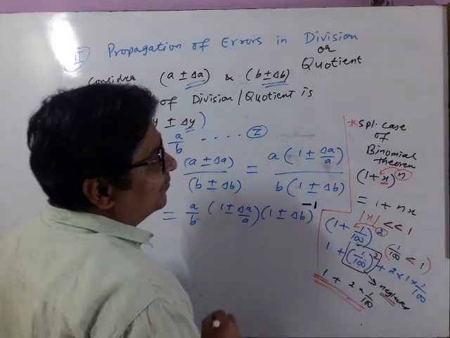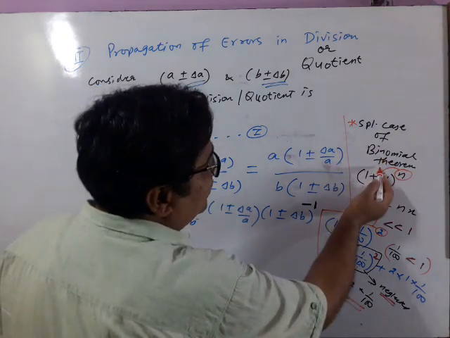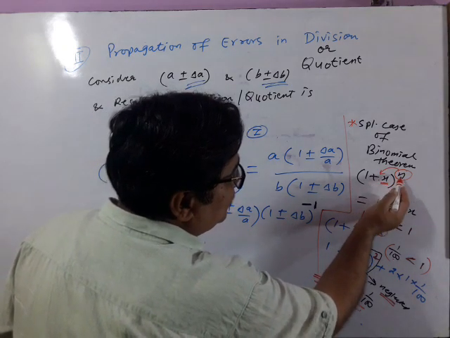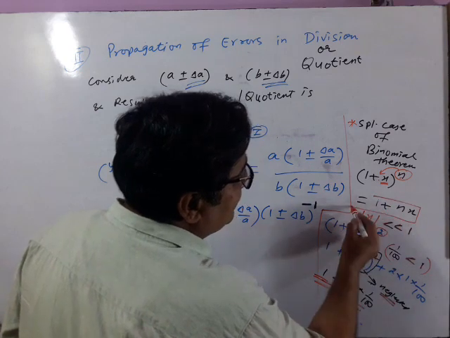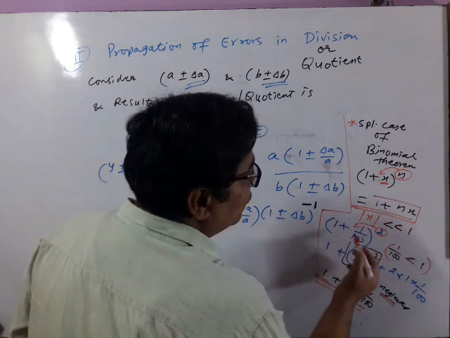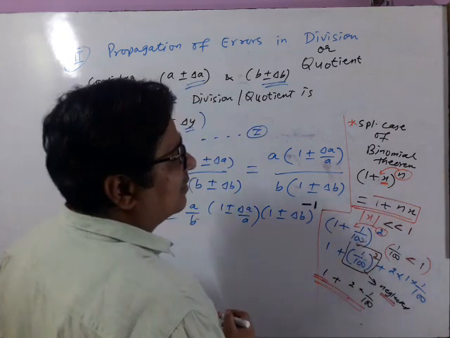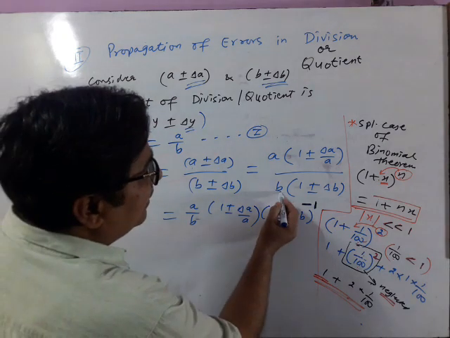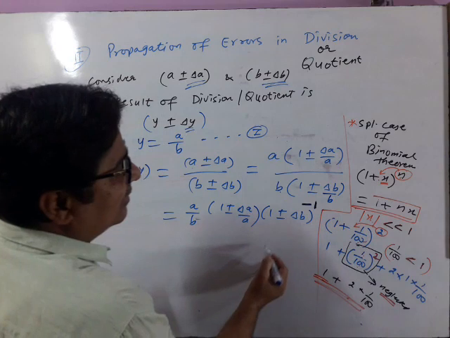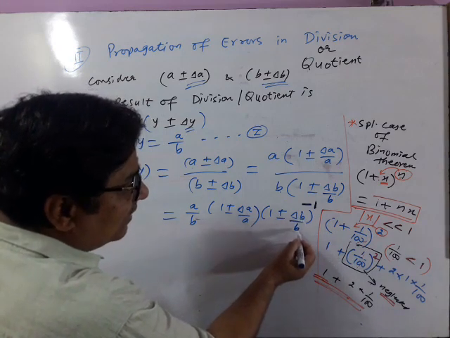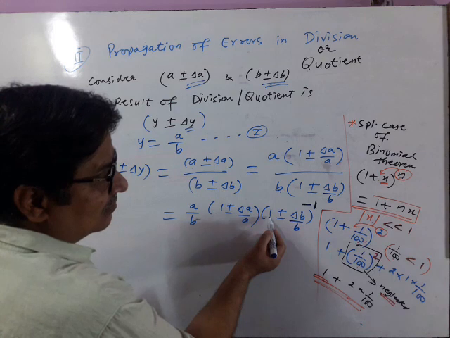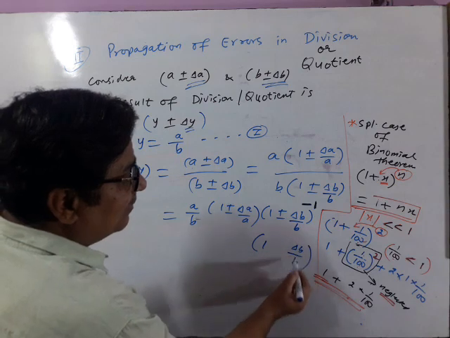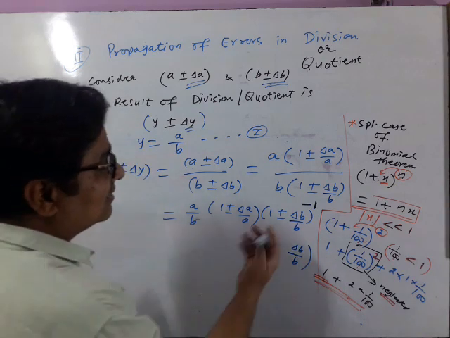So remember, as a rule of special case of binomial theorem, you can multiply this power here. You can write 1 plus x whole power n as 1 plus nx, when this mod of x is very, very less than 1. See, in this case, when you take it outside b, it will become delta b by b. So this delta b by b is very, very less than 1. So this power can be multiplied. 1 delta b by b with plus minus sign.